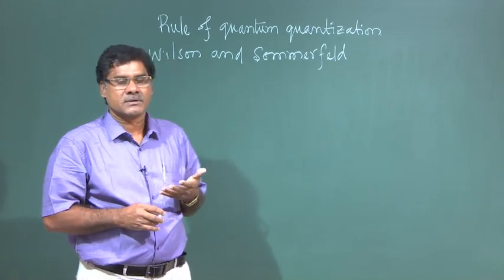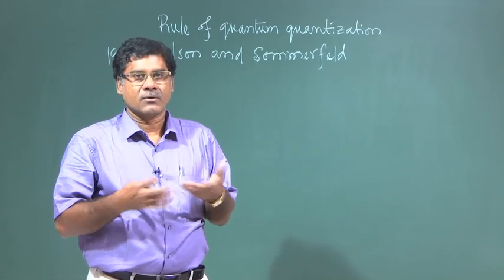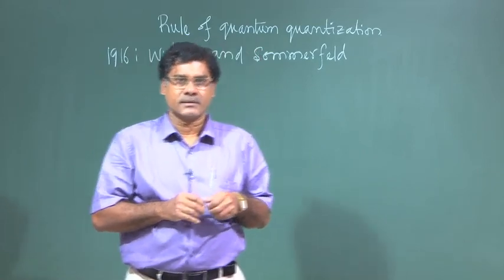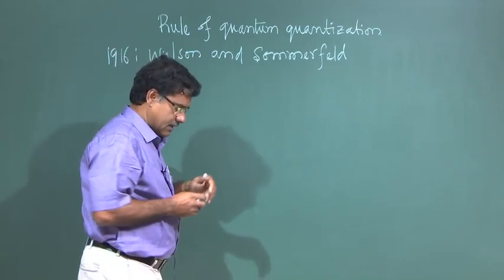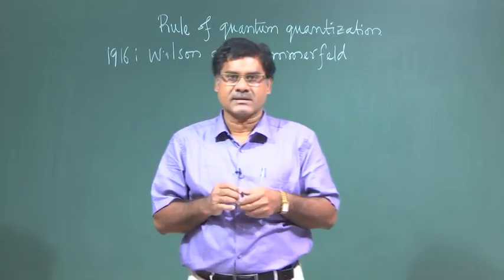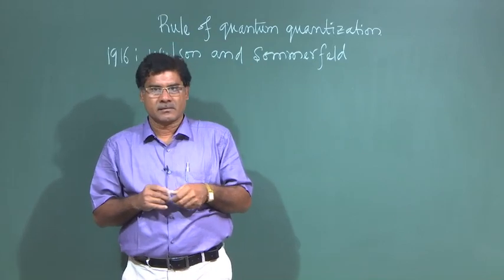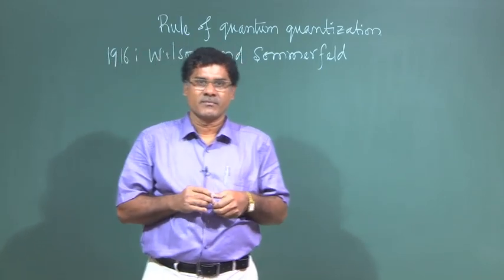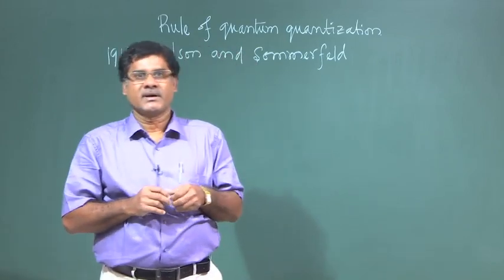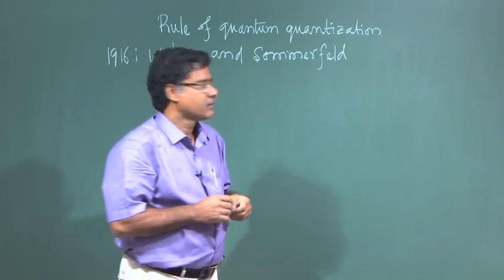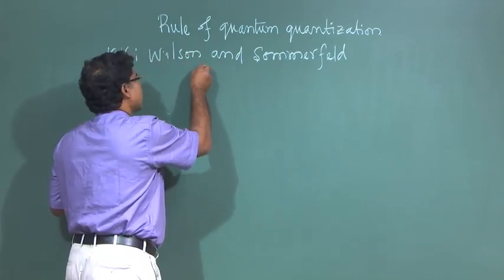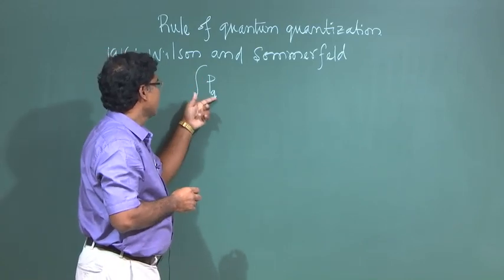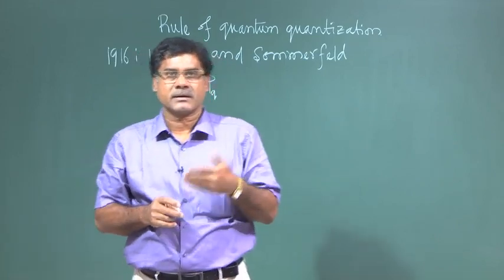Then they set a general rule for quantization. There were specific quantization rules: one was Planck's hypothesis, energy quantization, and another was the Bohr quantization, that was angular momentum quantization. Now they set a rule that for any particular system, the system is described by coordinates. Now, if the coordinates are periodic functions of time, then there will be a quantization of that coordinate. Okay. So, for a general coordinate, if you consider P and Q, one is the momentum coordinate and another is the space coordinate.